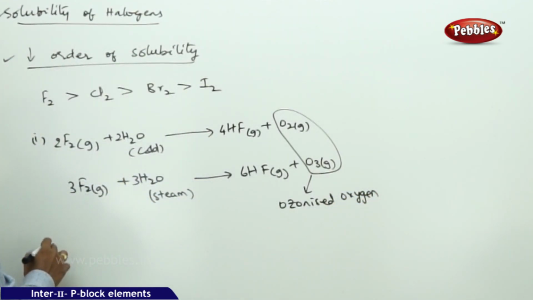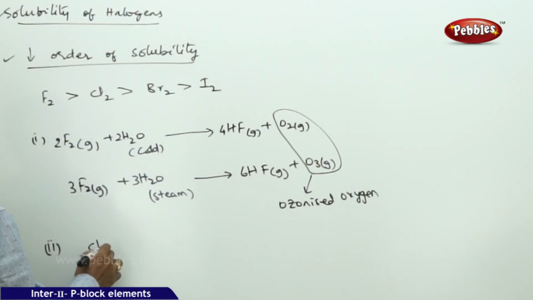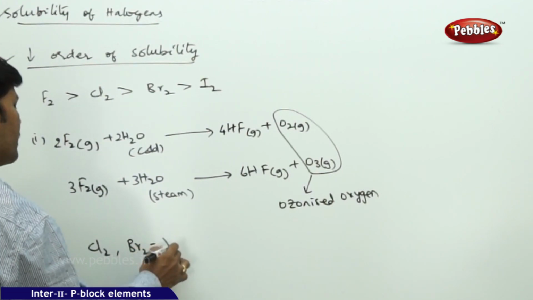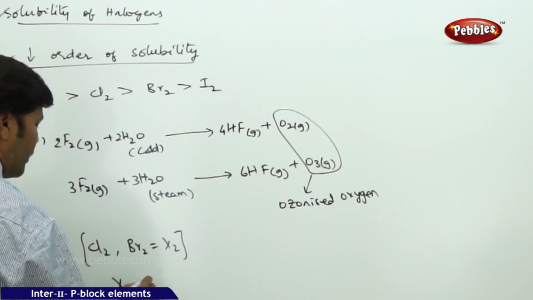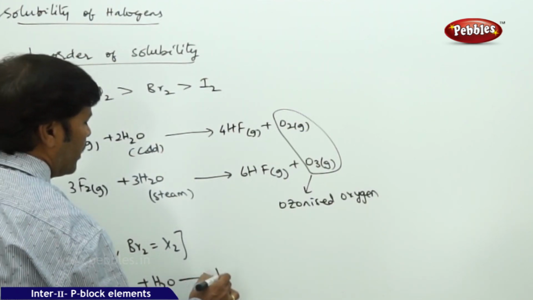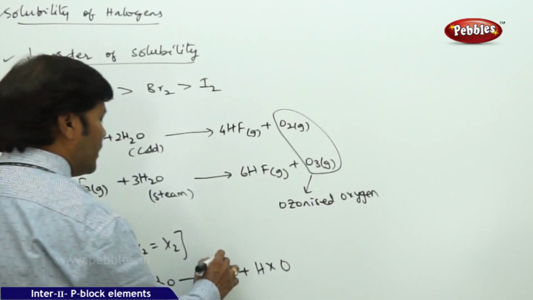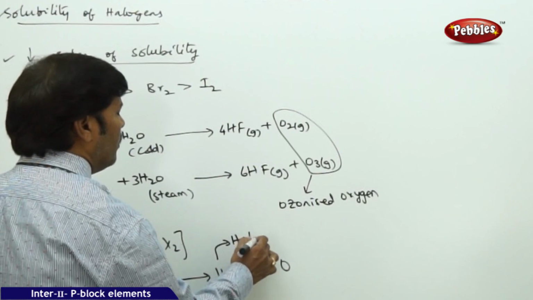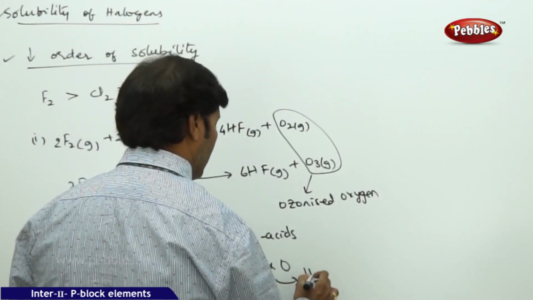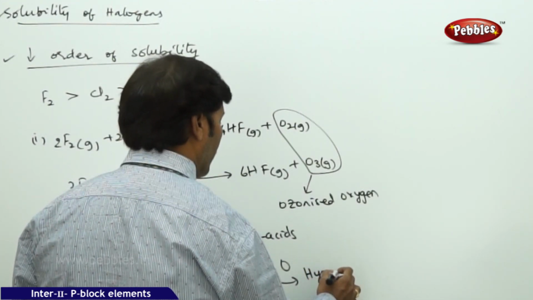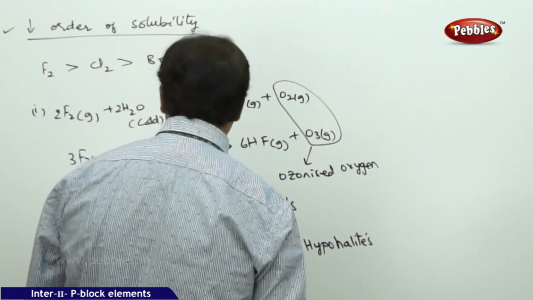But for the rest of the halogens, chlorine and bromine in particular, if you treat them as X2, then when X2 reacts with water, they give 2 types of acids: HX and HXO. HX is called a halo acid, and HXO is called a hypohalite.